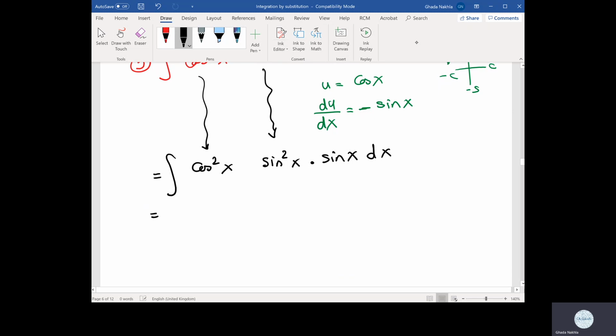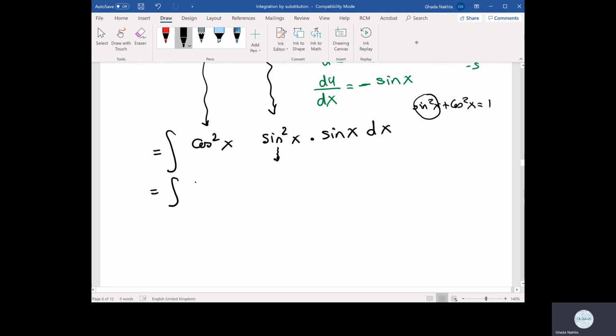Okay, equals. I'm integrating. I think I can go, instead of the sine squared, I can go 1 minus cos squared. Remember? Sine squared x plus cos squared x equals 1. So instead of sine squared, I can go 1 minus cos squared. So this is what I'm doing here. So cos squared x, 1 minus cos squared x times sine x dx.